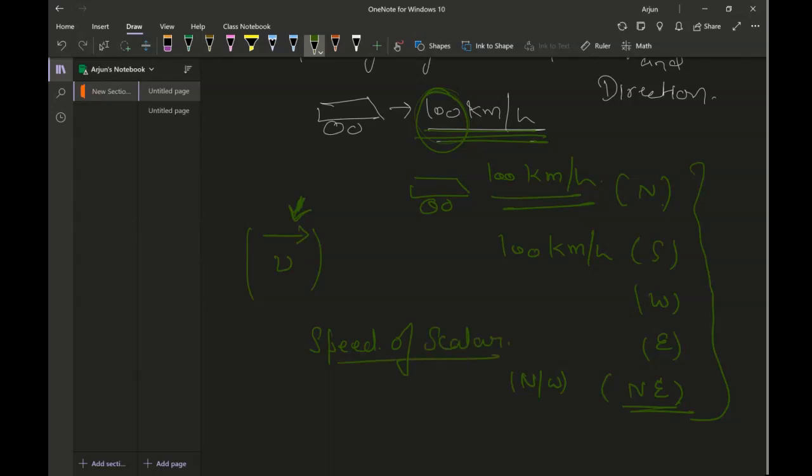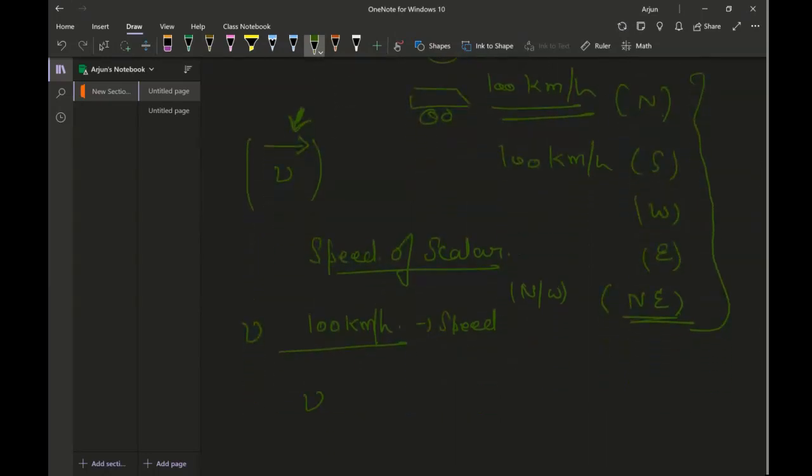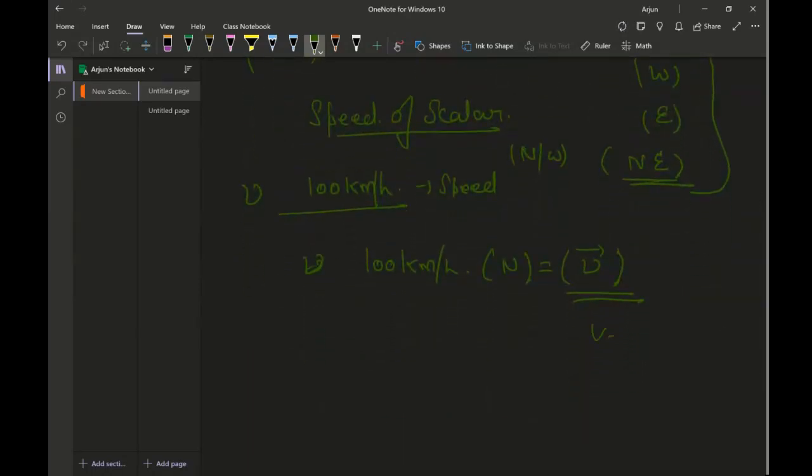and if I add the direction with this, like 100 kilometers per hour becomes speed, and it is represented by symbol V. And now if I say a car is moving at 100 kilometers per hour in north direction, this will become a vector quantity, and this is called velocity.